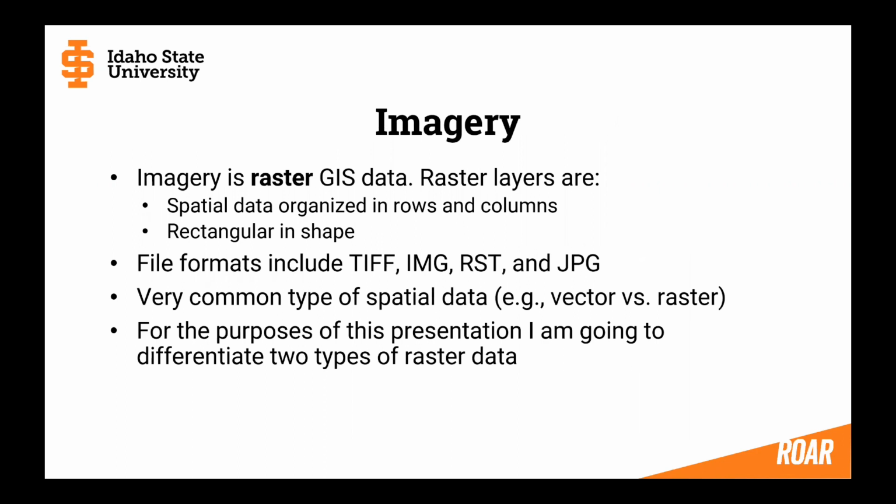A little bit on terminology or semantics. Imagery, maybe a little bit newer term, is simply raster GIS data. Raster layers are spatial data organized in rows and columns. Almost looks like a checkerboard. They're always rectangular in shape.